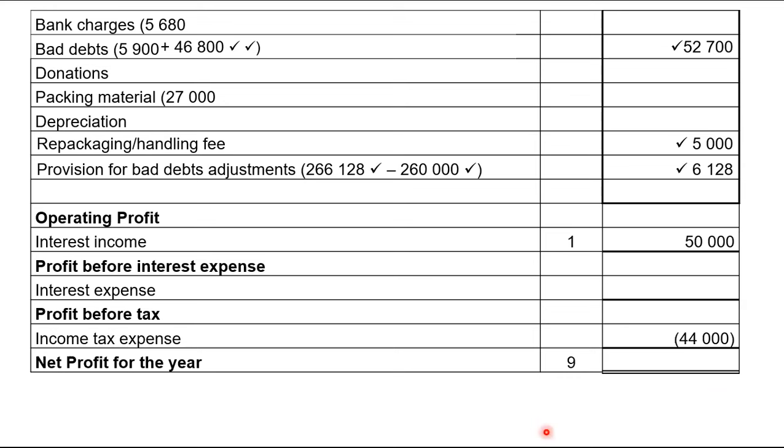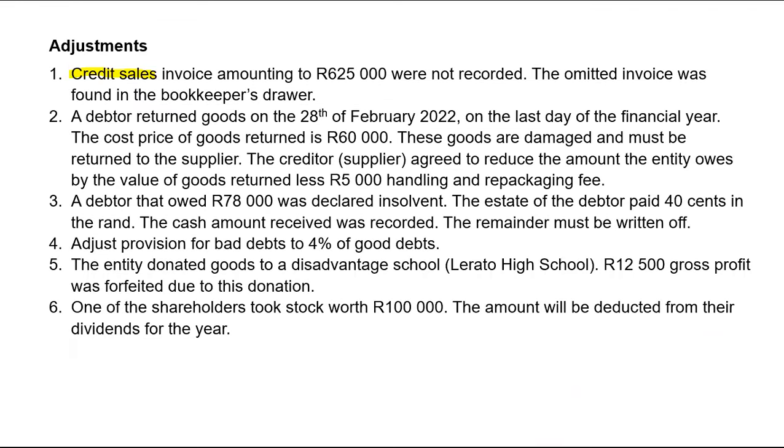All right. So basically, I'm done with provision for bad debts. Yay. That's great, right? Can I now do this and do that? Because I'm done with those, right?